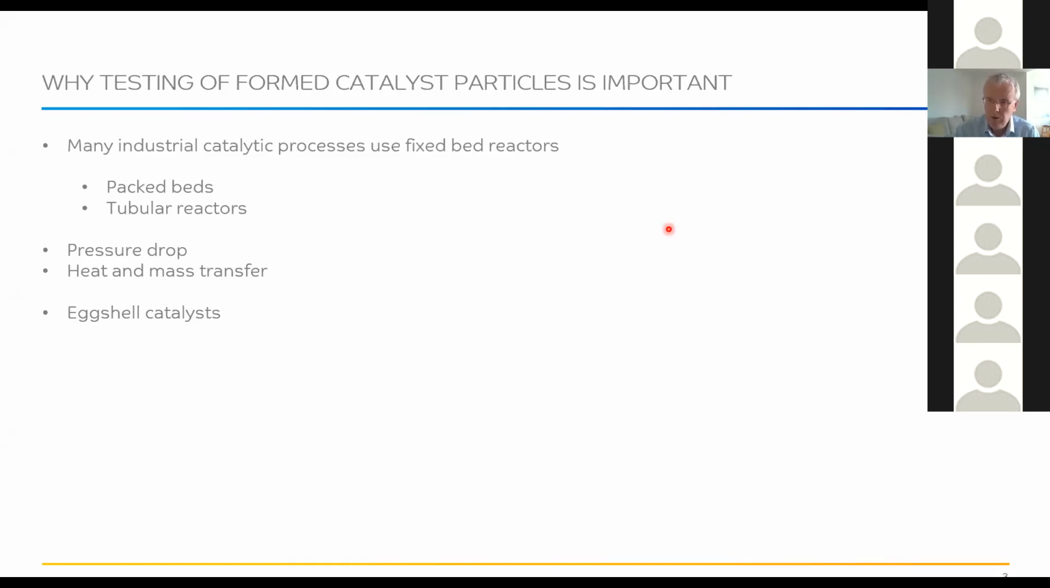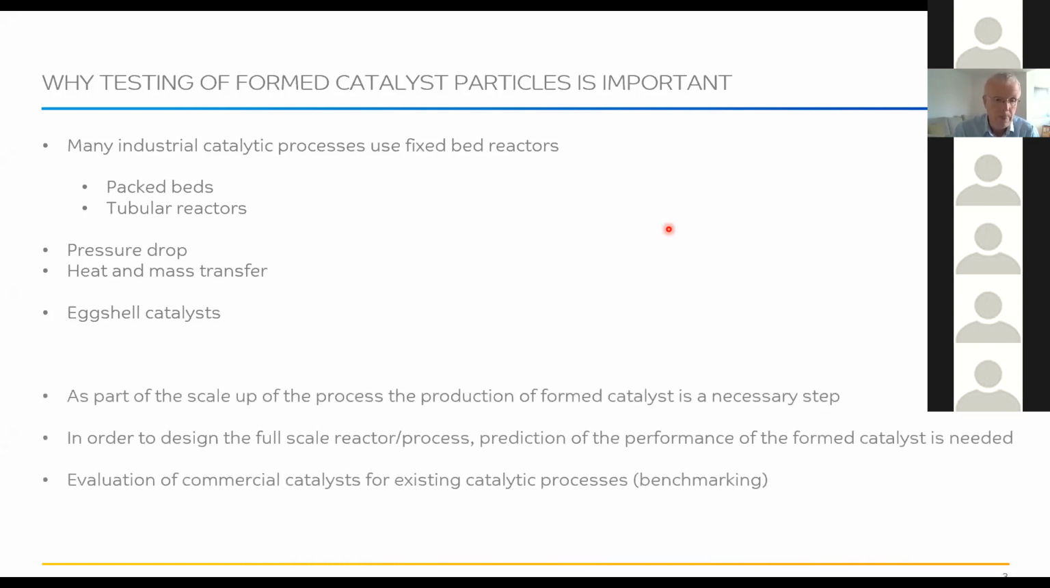In that case, you can't test those catalysts as powders. You have to test them in the full-size particle shape. When you're scaling up a process, the production of that formed catalyst is a necessary step in the manufacture of the catalyst. Therefore, you need to be able to look at the performance of the full-scale catalyst in some sort of test arrangement in order to design the full-scale reactor and process. So that's one aspect of why you need to do that.